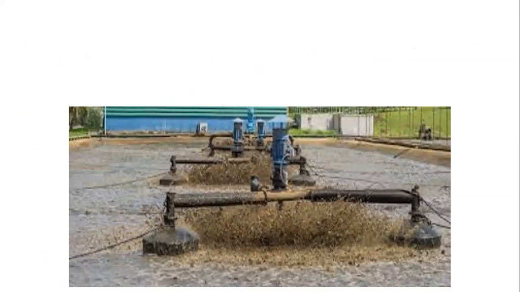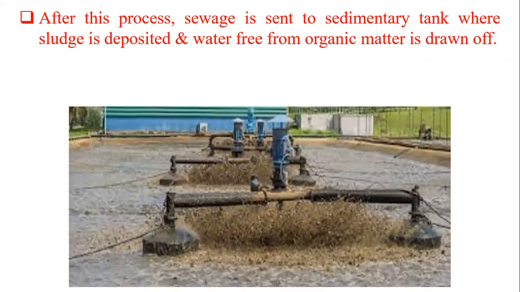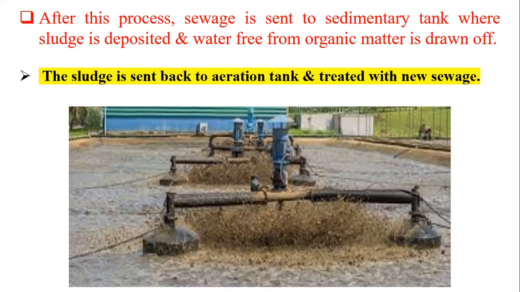This is the schematic representation, the diagram, of that aerobic oxidation. See, air will be passing inside the water. It will come in contact with microorganisms. There is oxidation of organic compounds. After this process, sewage is sent to a sedimentation tank where sludge is deposited, and water free from organic matter is drawn off. Again, the formed sludge is sent back to the aeration tank and treated with new primary treated water.